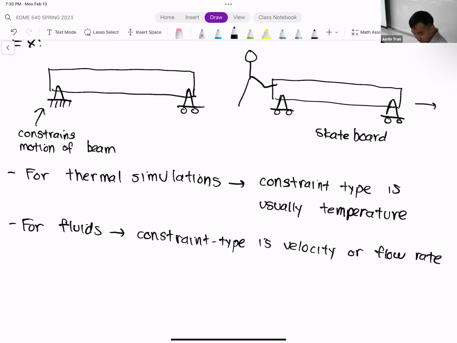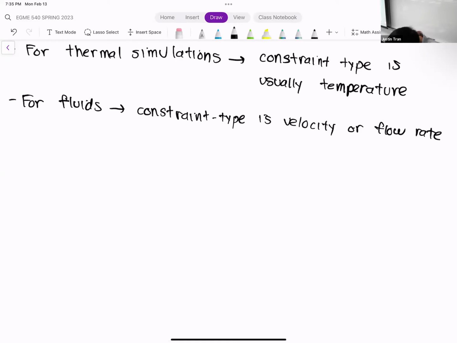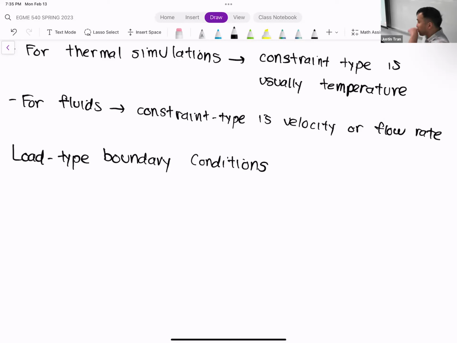Okay, so that's the first type of boundary condition, constraint type. Let's talk about the next one, which is load type boundary conditions. Another name that you'll hear for them a lot is Neumann boundary conditions.